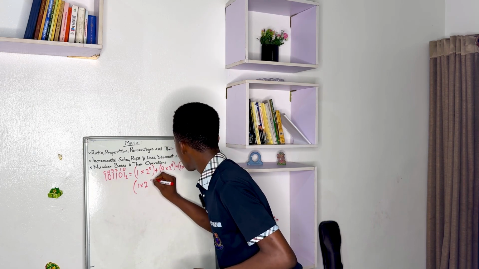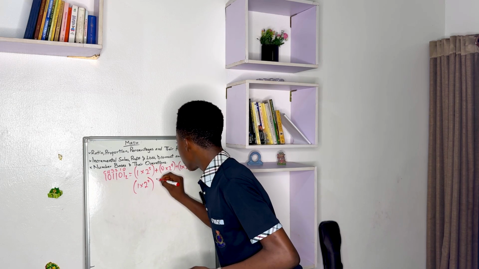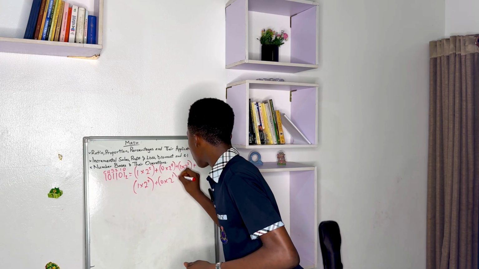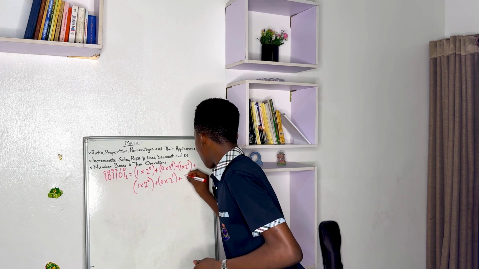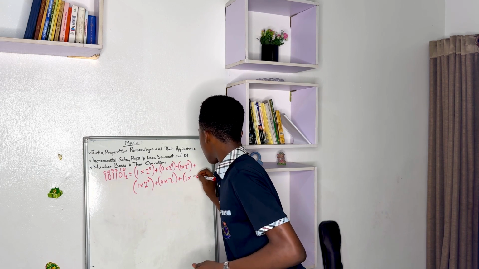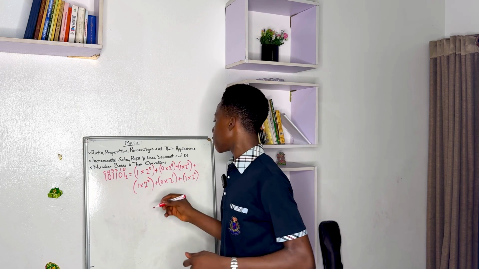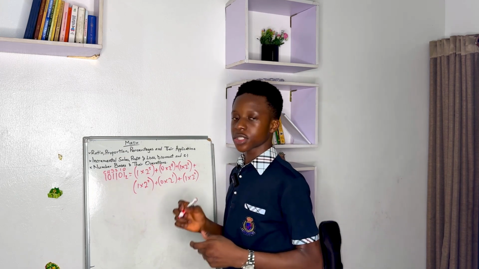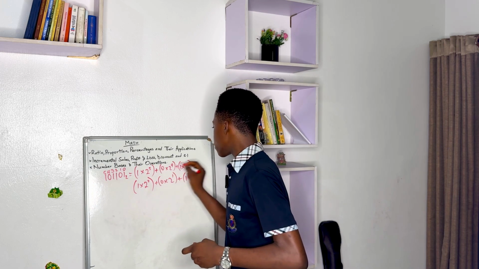1 times 2 raised to the power of 2, plus 0 multiplied by 2 raised to the power of 1. And lastly, add it to 1 multiplied by 2 raised to the power of 0. Alright, so let's check this out. 1, 0, 1, 1, 0, 1. So it's complete. Now we just need to find out these values.